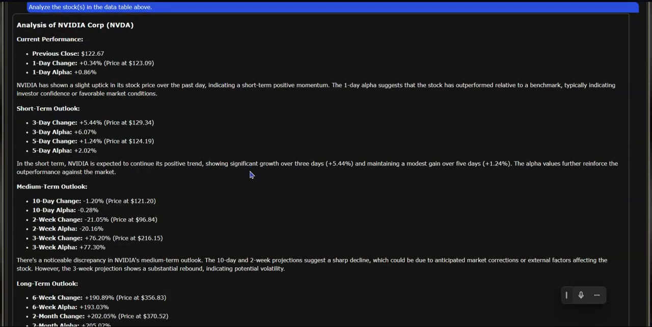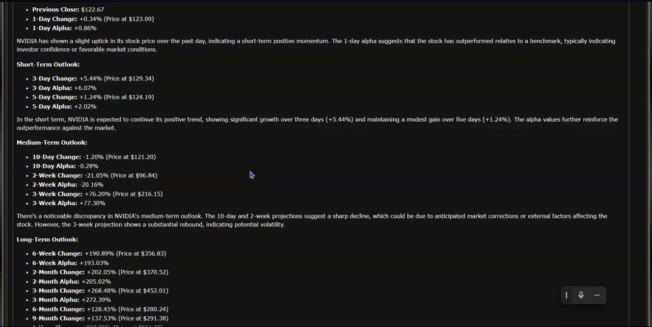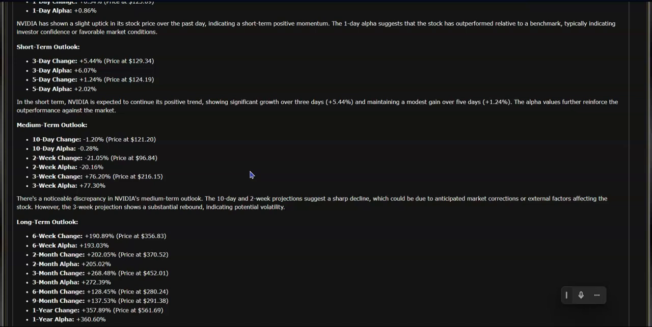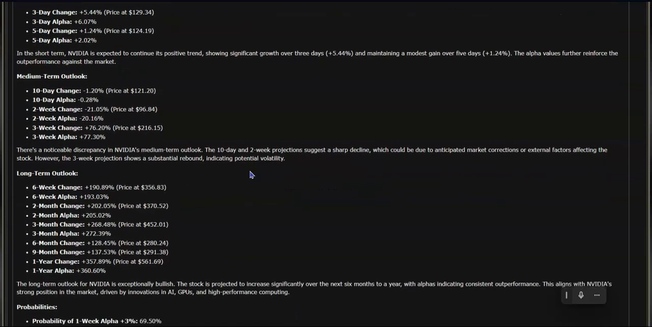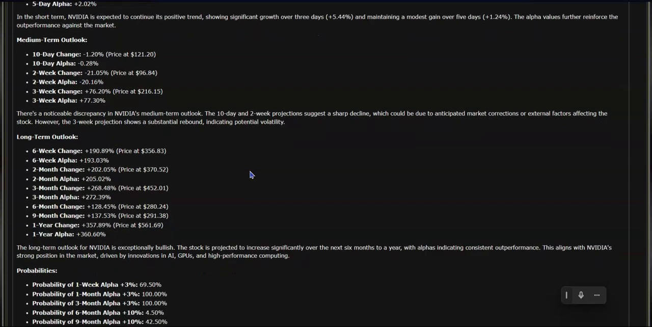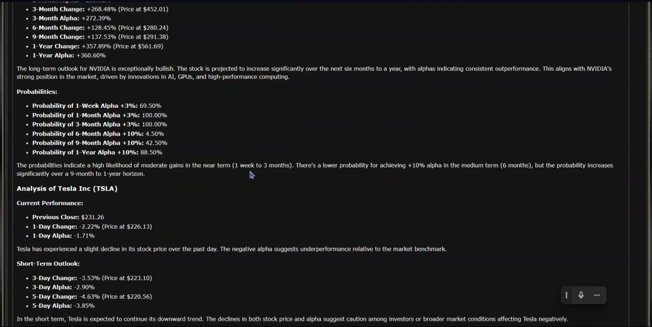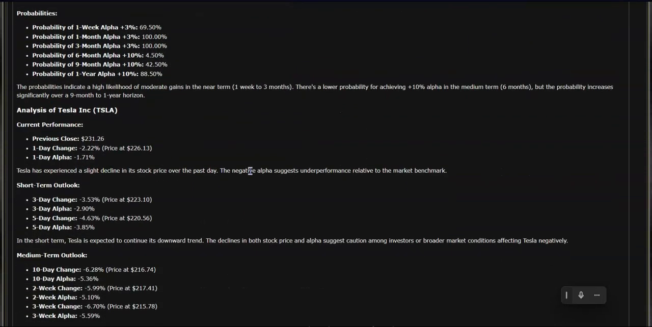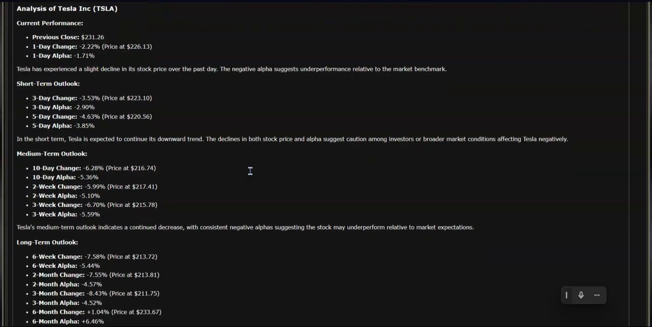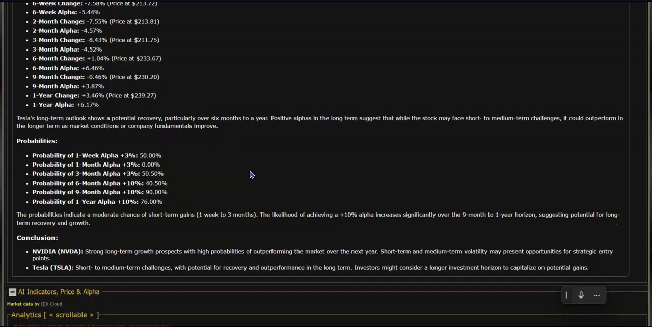And now you can see an analysis of both NVIDIA here. Again, looking at that initial data frame at the top of the chat window. And also an analysis of Tesla from that initial data frame. And a conclusion.